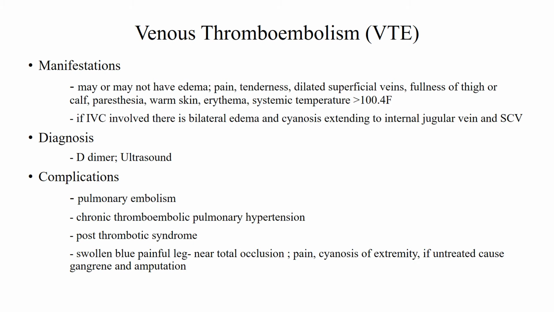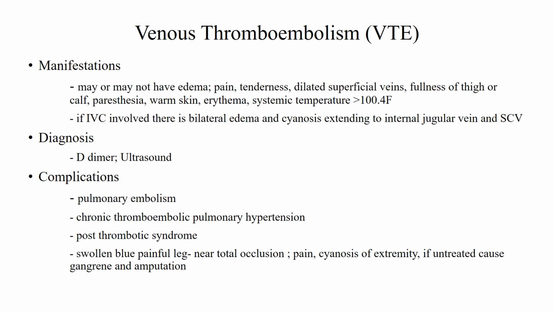The D-dimer is a protein fragment that's made when the blood clot dissolves in the body. A high D-dimer indicates that there may be a significant blood clot or a thrombus formation and breakdown in the body, but it does not tell the location or the cause of the blood clot. Now, ultrasound will definitely tell us where the location of the blood clot is.